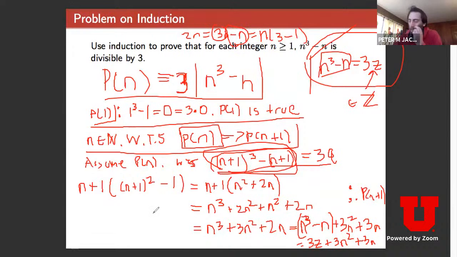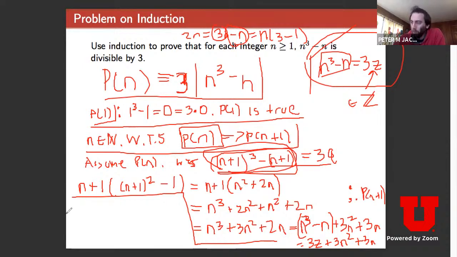Yeah, so what we just proved is that if P(n) is true, then P(n+1) is true, and that was for an arbitrary integer n. So we are done with this problem, and we only have to understand why. Effectively, we've completed the inductive proof, but we have to understand why this worked.